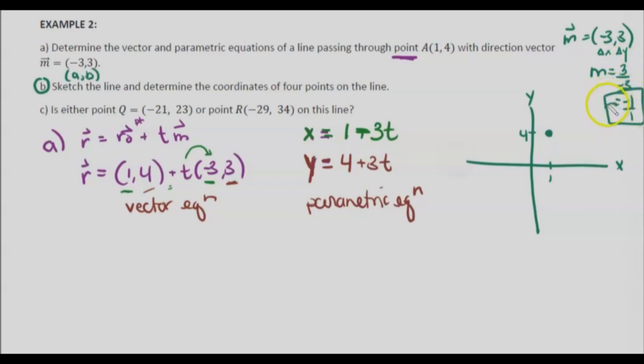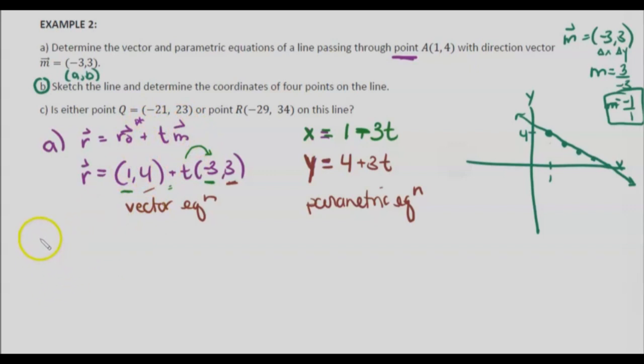Right, simplified? So we're going to go down 1 over 1, down 1 over 1, down 1 over 1, and keep going. We can do that in both directions. So this is just a quick sketch of what that line looks like. And now let's find 4 points on the line. We can use either the vector equation or parametric equations, and all we have to do is sub in different parameters for t.